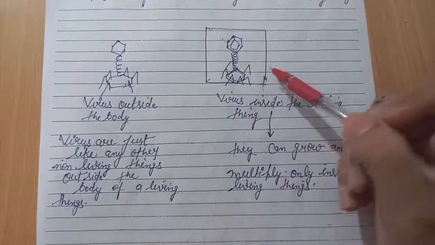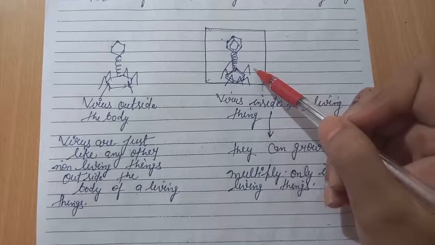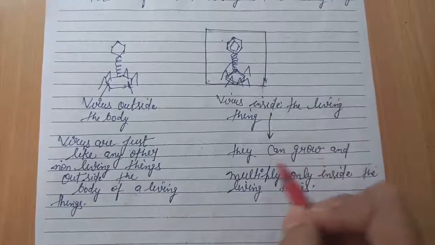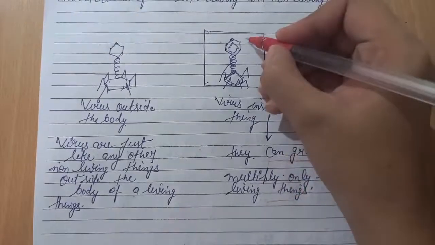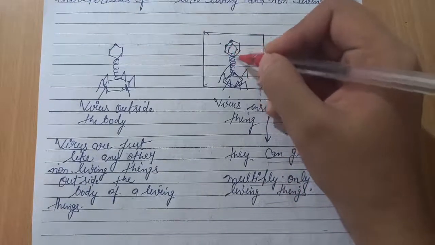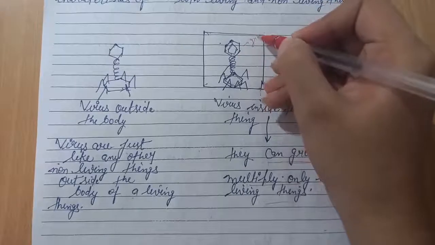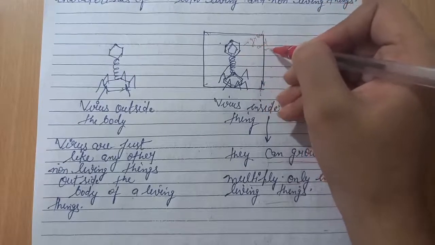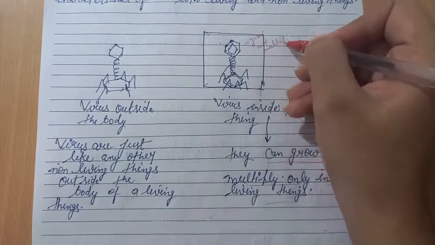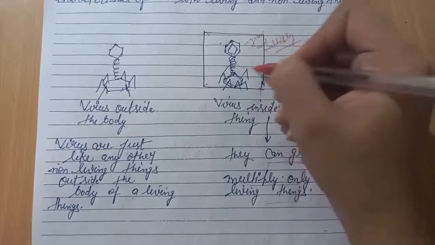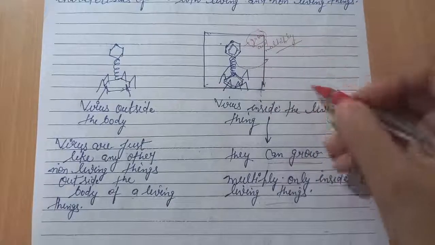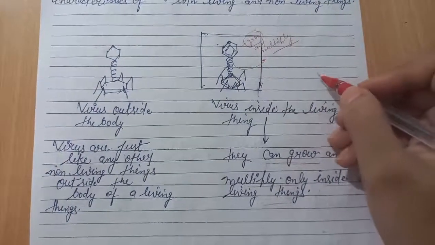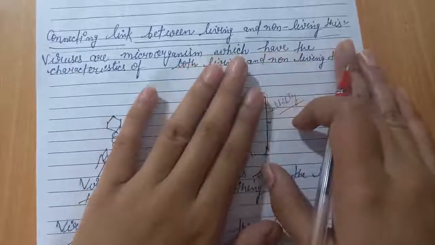But when viruses are present inside the body, they can grow and multiply only inside the living things. Multiply means it can increase its number, and it can grow and increase its size inside the living beings. So virus is a connecting link between living and non-living things.